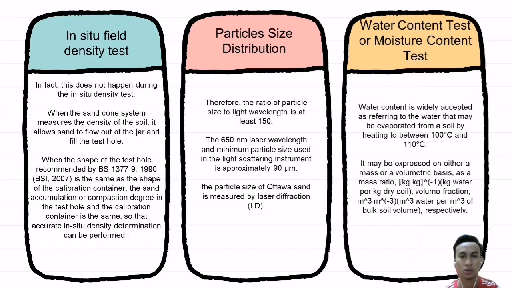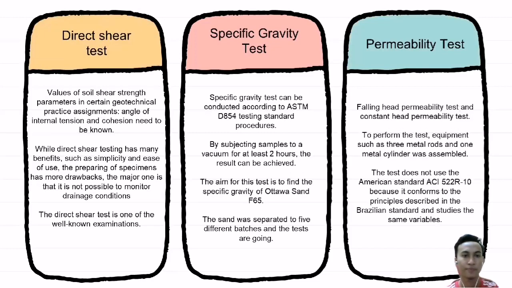Water content test or moisture content test. Water content is widely accepted as referring to the water that may be evaporated from a soil by heating to between 100 Celsius and 108 Celsius. It may be expressed on either a mass or volumetric basis. Direct shear test. Values of soil shear strength parameters, angle of internal friction and cohesion, need to be known in certain geotechnical practice assignments. Direct shear has many benefits such as simplicity and ease of use.